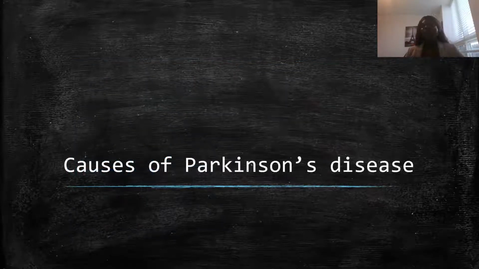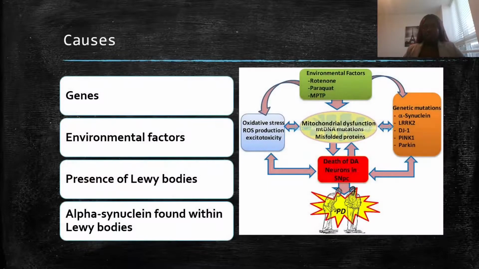Now, what causes Parkinson's disease? On the slide here, I have genetic factors, environmental factors, presence of Lewy bodies, and alpha-synuclein found in Lewy bodies. Parkinson's isn't caused by just genetic factors or environmental factors. All these causes are linked together.